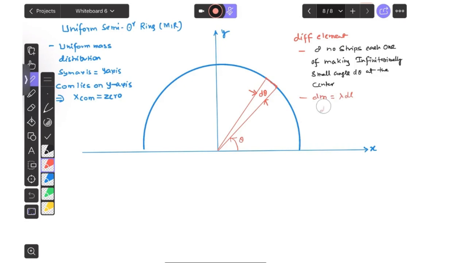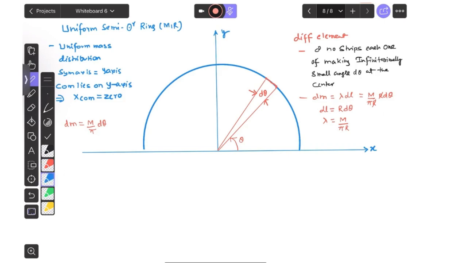In this case, you tell me what dl is going to be. dl is going to be r d theta, correct? And what is our lambda here? We have mass by total length, no? And what is the total length I have? It's going to be pi r. So the dm is going to be m by pi r into r d theta. So dm equals m by pi into d theta.